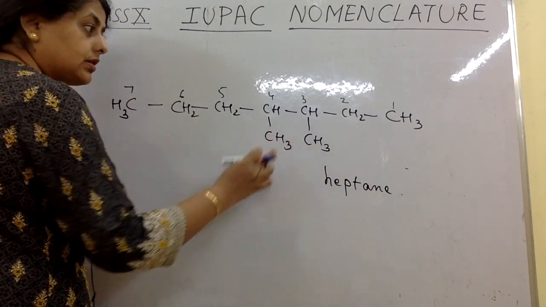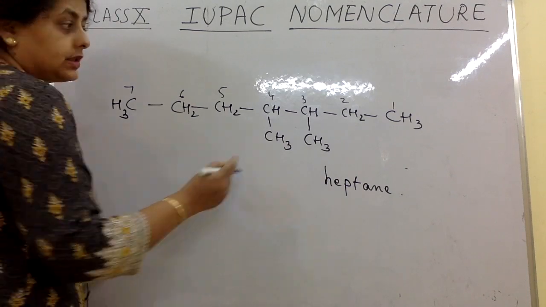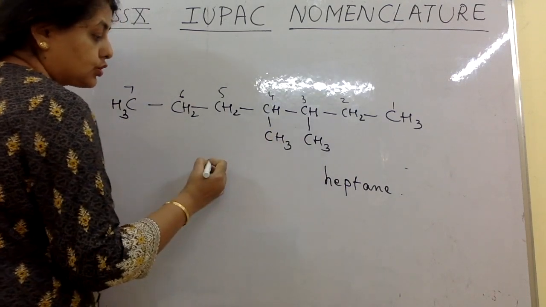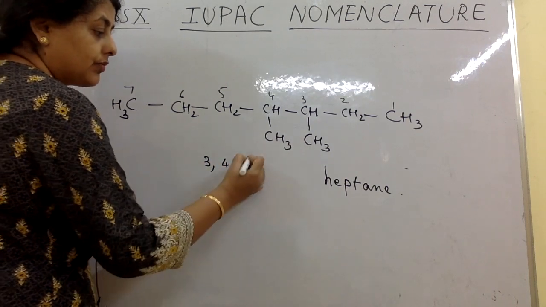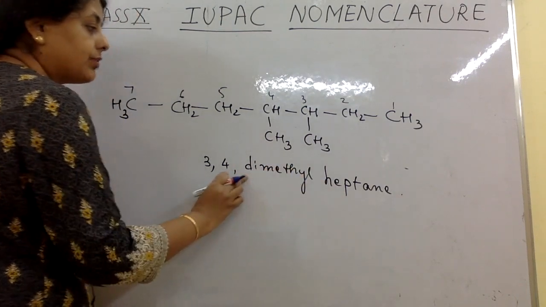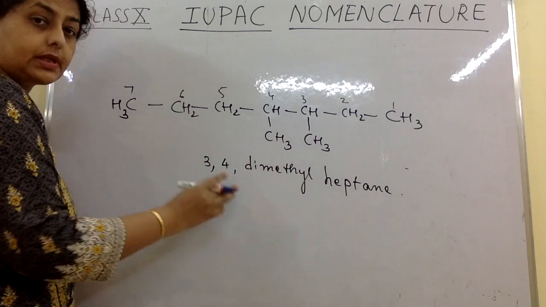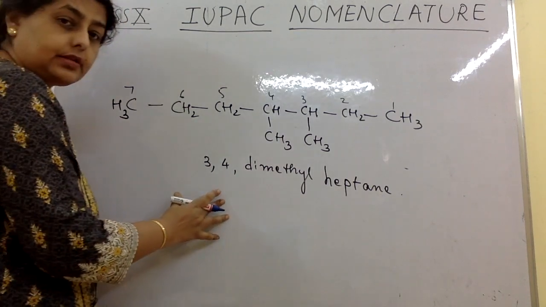This is to the third carbon, which is 3-methyl. This is one methyl, this is another methyl, so we will write 3, 4, one to the third one, one to the fourth one, dimethyl, because both are methyl. Dimethylheptane. So this is our final answer.